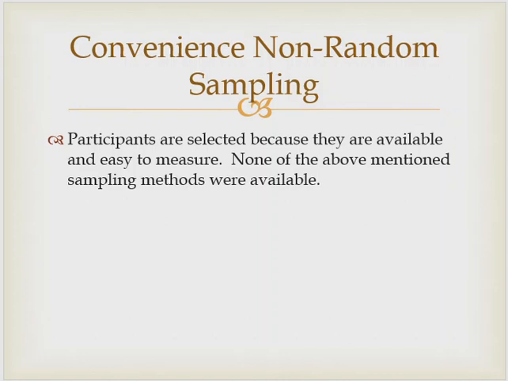Convenience non-random sampling. Finally, the typical and most common among social work students is convenience non-random sampling. For this type of sampling, participants are selected because they are available and easy to measure.